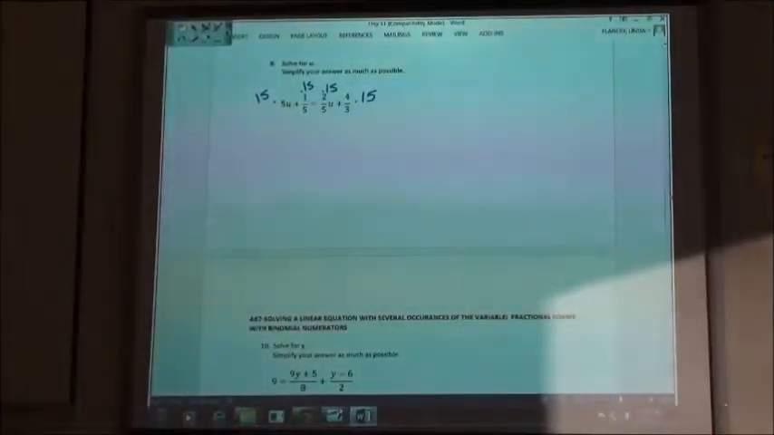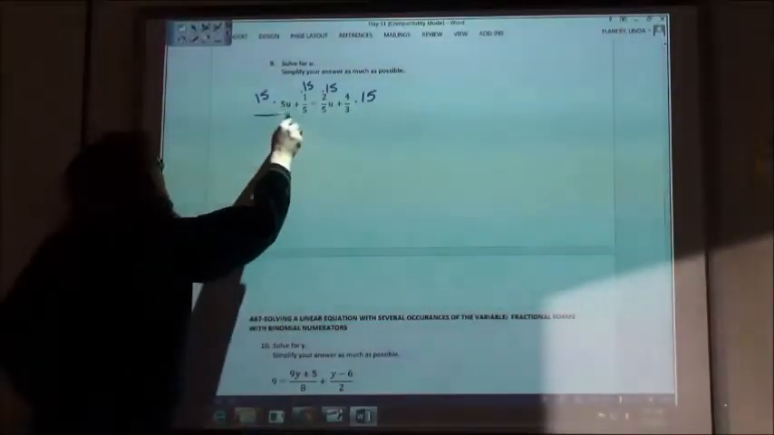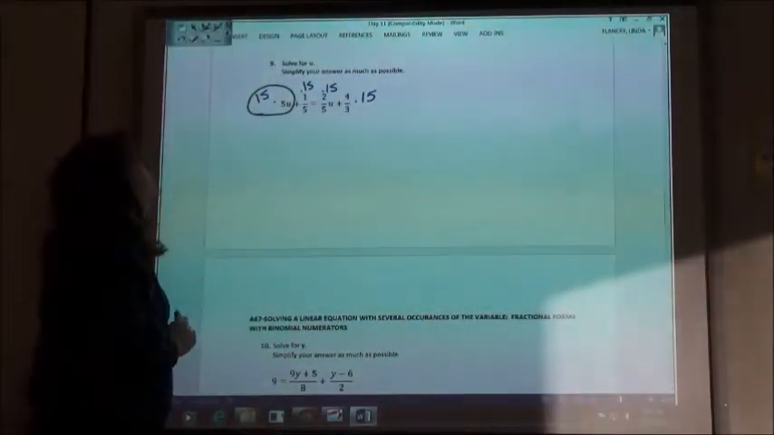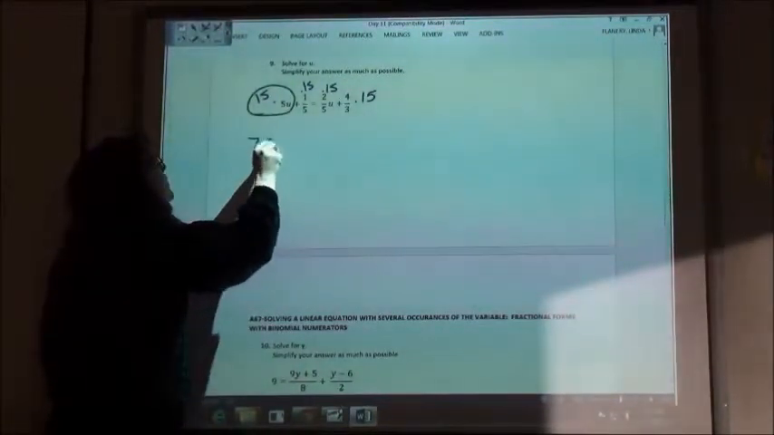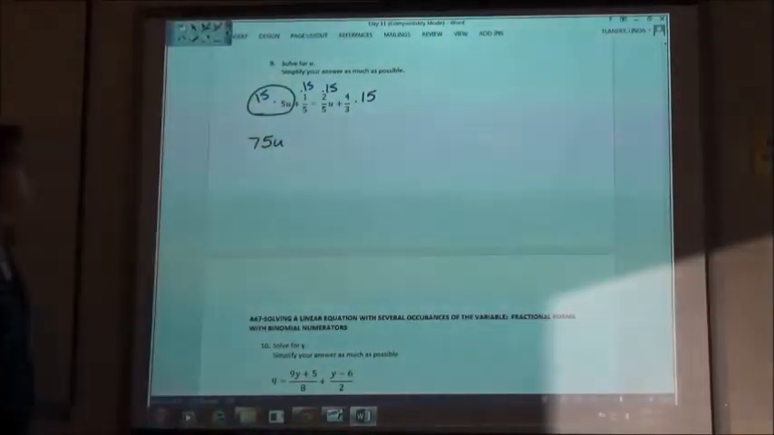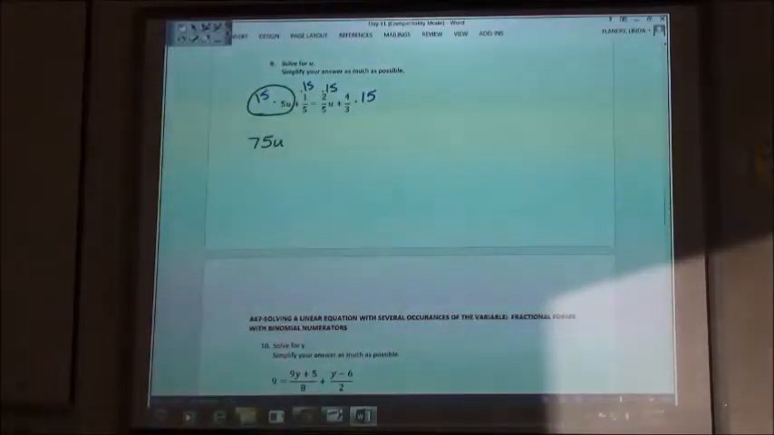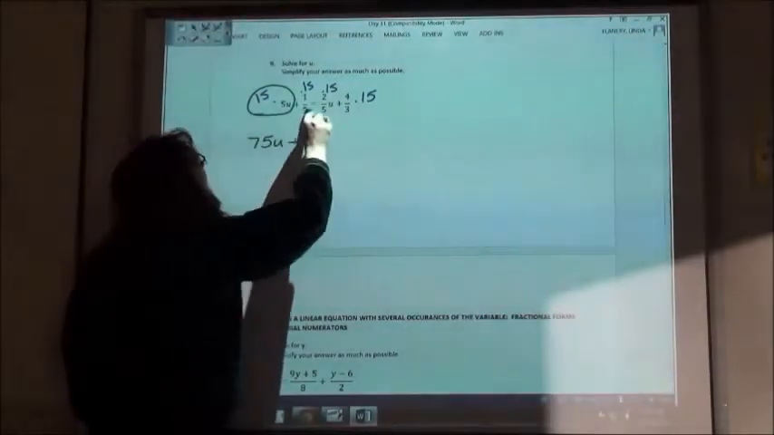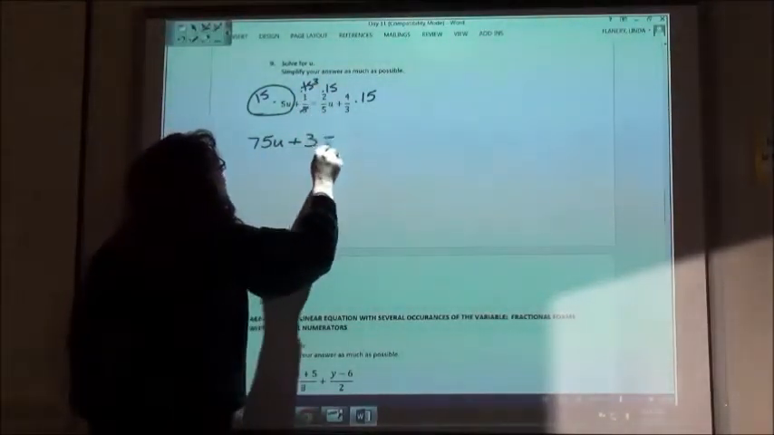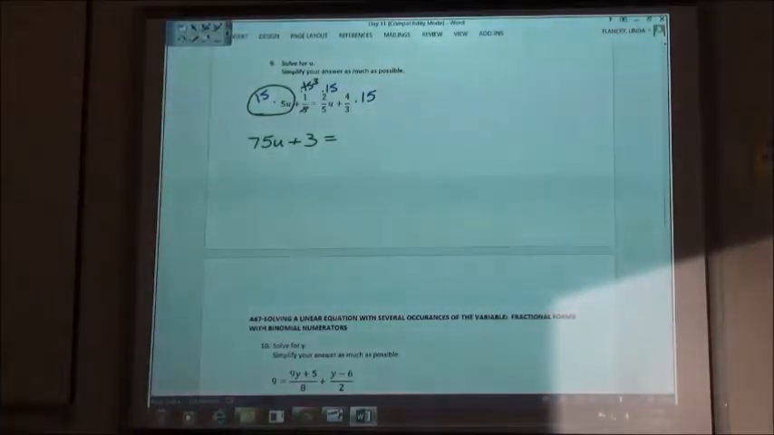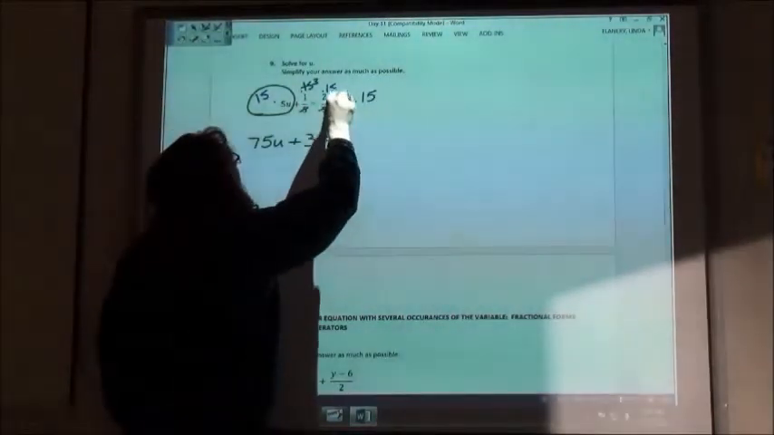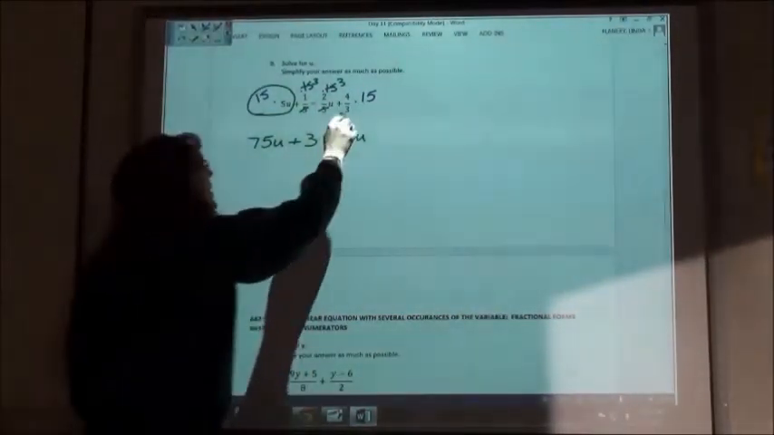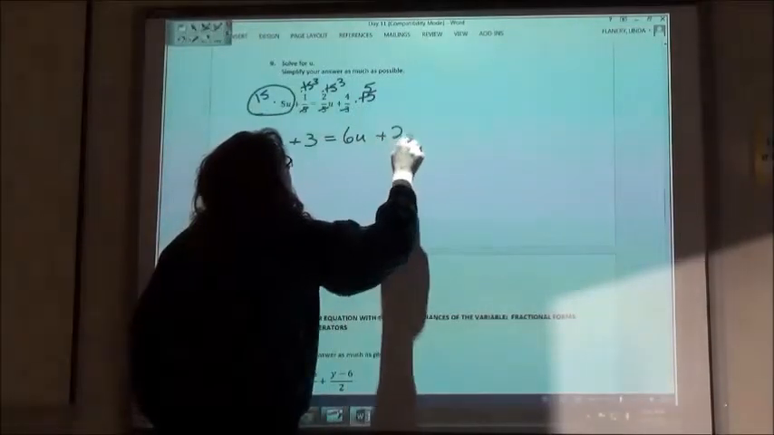So the front term doesn't have a fraction. 15 times 5u is going to give me 75u. Plus, on the next one, we're going to get 3. 5 goes in there 3 times. 3 times 1 is 3, exactly. Then we're going to have 6u. 5 went in there 3 times. 3 times 2u is 6u. Plus 20. 3 went in there 5 times 4 is 20.